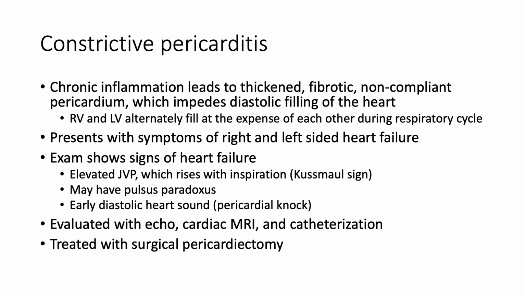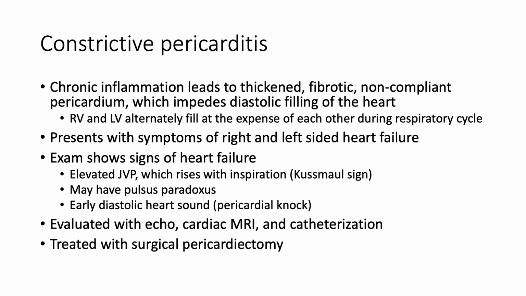One of the worst complications of pericarditis is constrictive pericarditis. And so if you have chronic inflammation, it can lead to a thickened, fibrotic, non-compliant pericardium, which will impede diastolic filling of the heart. These patients come in with symptoms of right and left-sided heart failure, and on exam you'll see an elevated JVP, and there's a special sign called the Kussmaul sign when the JVP actually rises with inspiration. They may have pulsus paradoxus, just like cardiac tamponade. And then another thing you might see is this early diastolic heart sound called the pericardial knock.